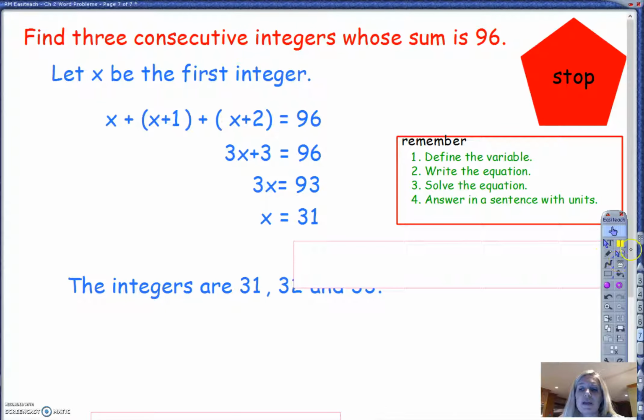If you're unsure how we got those, because I don't think I explained very well in the last one, you take your 31 and you just put it back in here. So it's 31 plus 1 is 32. And plug it back in here. 31 plus 2 is 33. And that's how we get our 3 numbers.